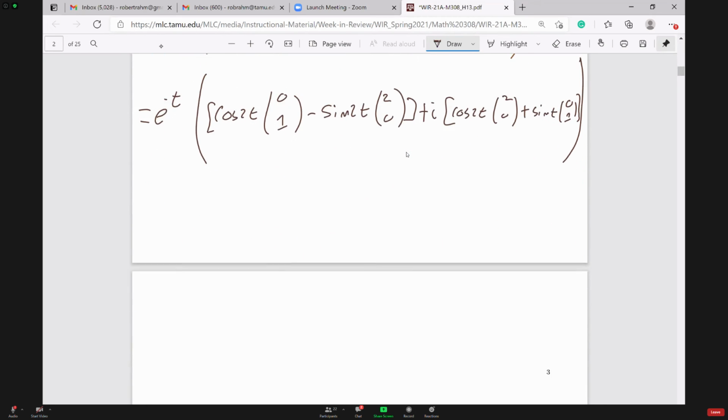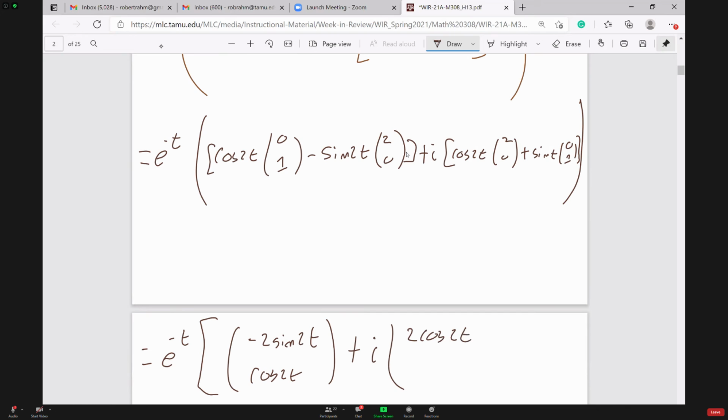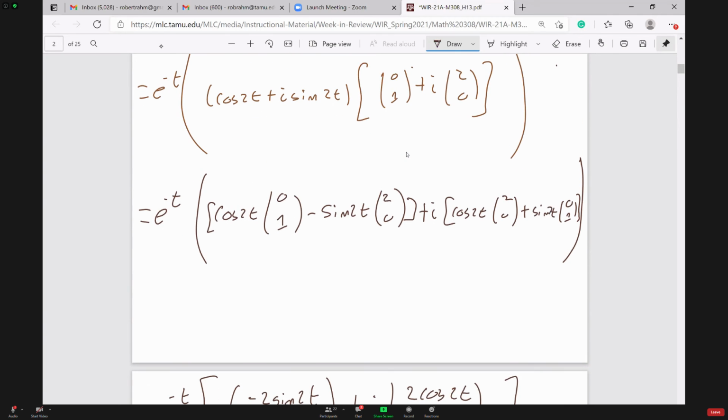And I can kind of combine this all. I'm going to combine it in the following way. e to the minus t. That first vector is going to be minus 2 sine of 2t, and the bottom entry is going to be cosine of 2t, plus i times the vector whose top entry is 2 cosine 2t and whose bottom entry is going to be sine of 2t. Like that. Sorry, this should be sine of 2t there.